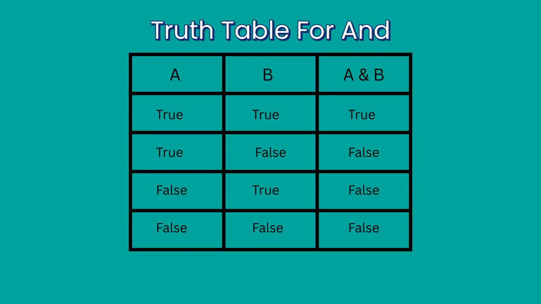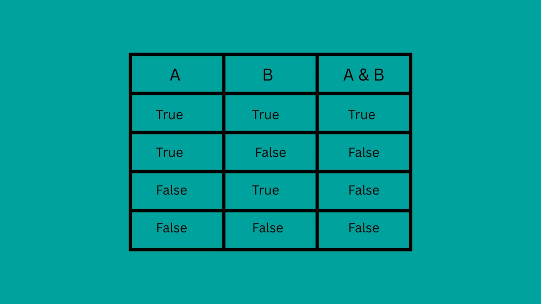Let's start with AND. Think of AND like a double lock system. Both keys must be inserted to unlock the door. This table shows every possible combination of two Boolean values. A and B represent two conditions. The last column shows what A and B evaluates to. If both are true, you get true. But even if one is false, no deal. It shuts down the logic.